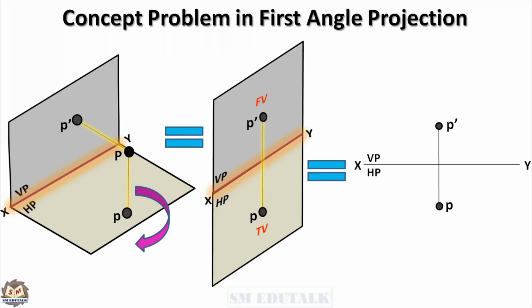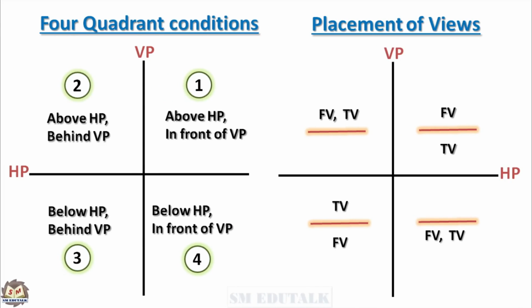Yes, I heard what you are trying to say. It's somewhat difficult to imagine this in a 3D environment. So let us see how to see the projections directly on 2D. To do this, you must learn all the 4 quadrant conditions and the placement of views. Already I have explained the 4 quadrant conditions in the previous video. Also, we have seen these placements of views elaborately.